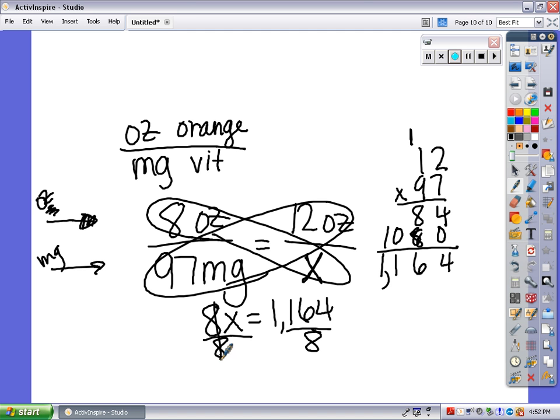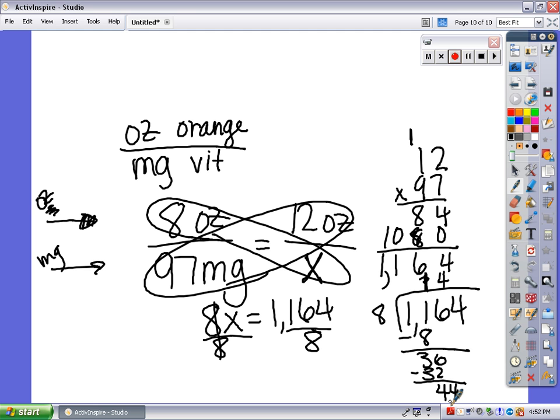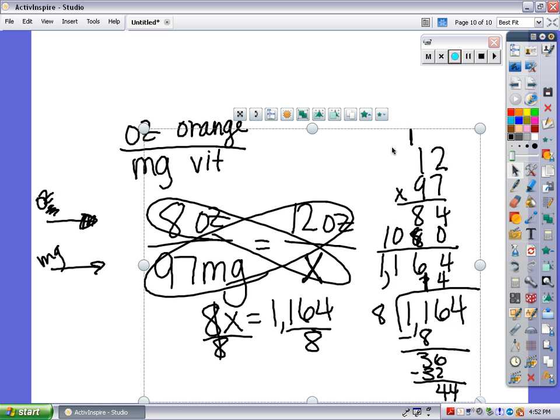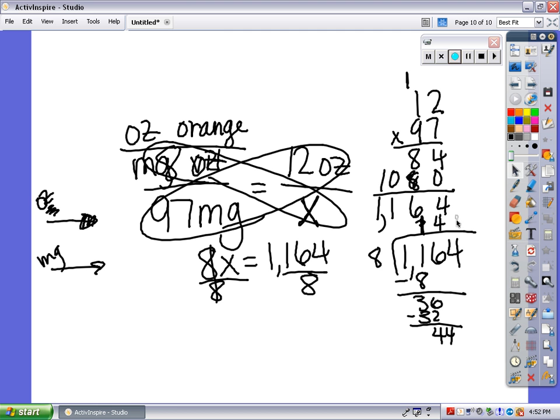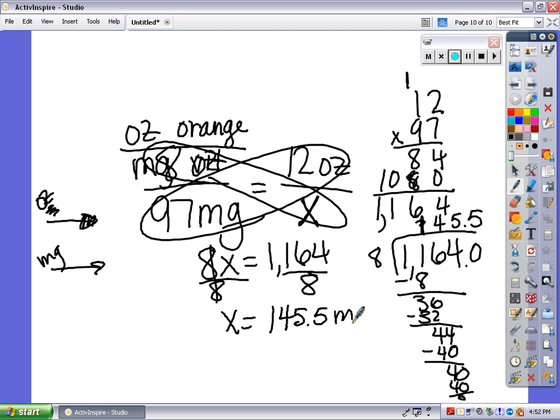Divide both sides by 8. Okay, so 1,164 divided by 8 goes into it one whole time. 36, which is 4, which is 32. Subtract, 44. All right, so if I have 44, I'm running out of space, so let me move this up a little bit. 8 goes into 44 5 times, which is 40, with a remainder of 4. Add a decimal point and a 0, goes in 5 times, and there it is. So my answer, there are 145.5 milligrams of vitamins.